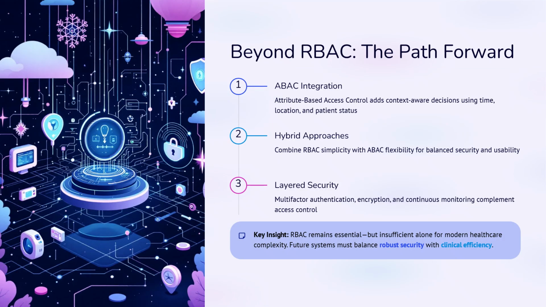To address role-based access control limitations, other approaches can be combined with it. Attribute-based access control introduces context-aware decisions using attributes such as time, location, and patient status. Hybrid approaches combine the simplicity of role-based access control with the flexibility of attribute-based access control to achieve a better balance between security and usability. Layered security is also important.